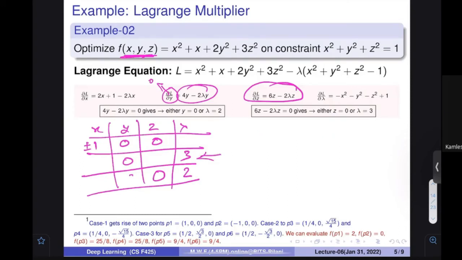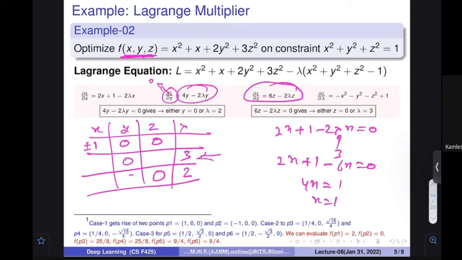Okay, so x is plus minus 1. Now, from the second condition, the value of lambda is equal to 3. You put this value into this particular equation. So what you get? 2x plus 1 minus 2 lambda x is equal to 0. Lambda is equal to 3, so you say 2x plus 1 minus 6x is equal to 0. So it is going to be 4x is equal to 1, x is equal to 1 by 4. I got the value of x.